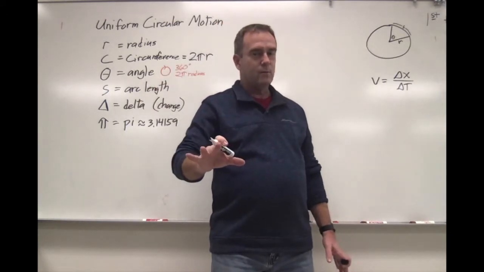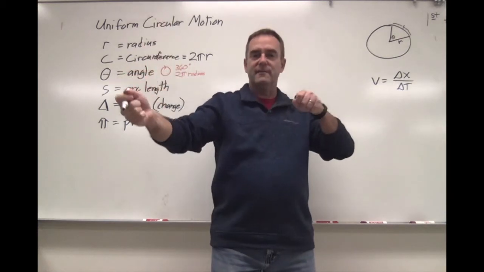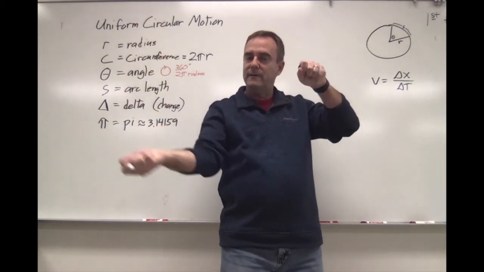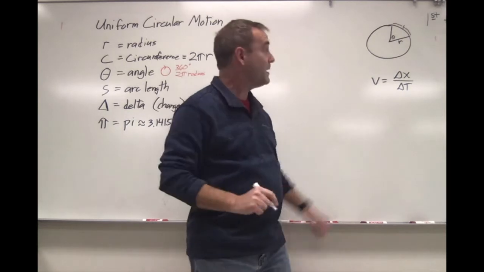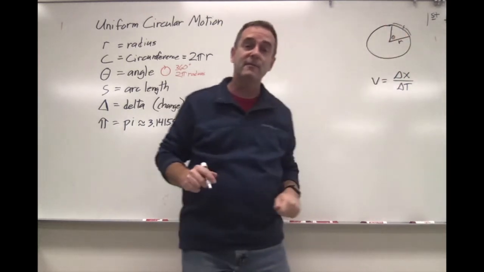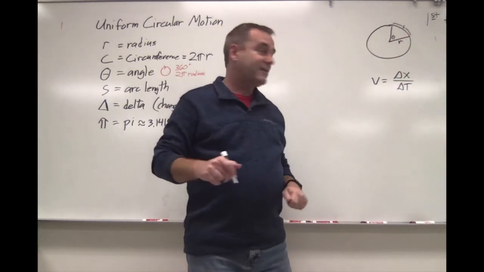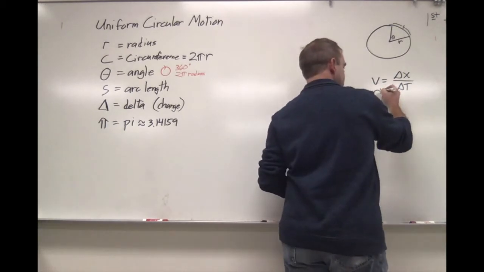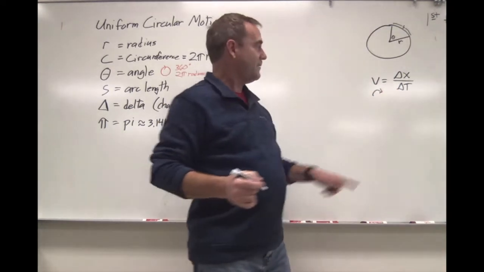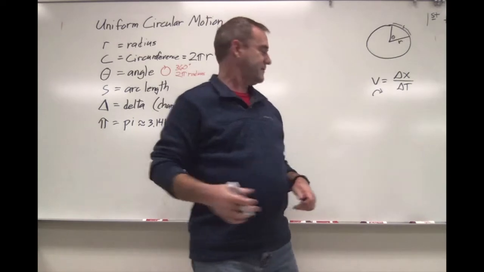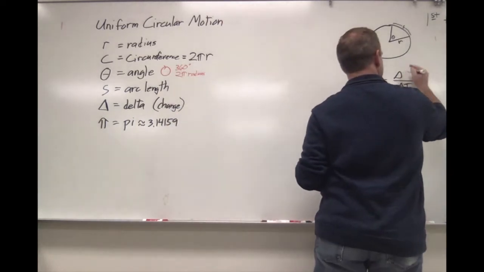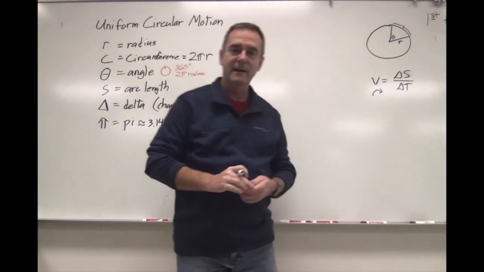Difference here is we can't use a meter stick because that's straight. We need to measure around the outside of the circle. We already have a measurement for that though. It's the arc length, the S. So if we want to know the velocity of this thing that's turning, all we have to do is instead of measuring the linear distance, we have to measure the around the outside of the circle distance, right? That's not even that hard.